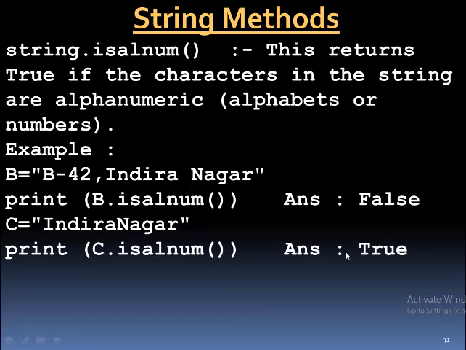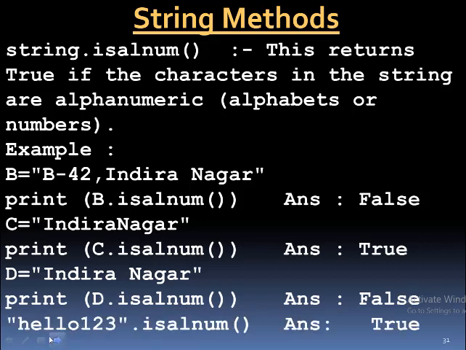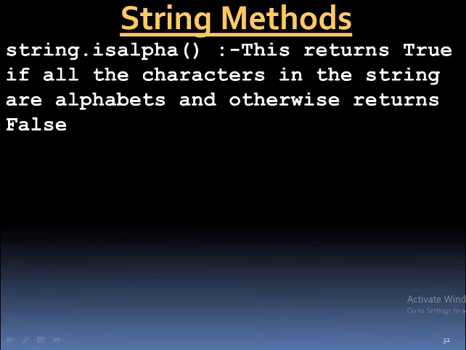Now if this is the string, this time c.isalnum will return true because it consists only of alphabets, so alphabets or numbers or both. If you have written "Indira nagar" like this, now there is a space in between, so now isalnum will return false. But if you write "hello123".isalnum, now it consists of only alphabets and numbers, so the answer will be true.